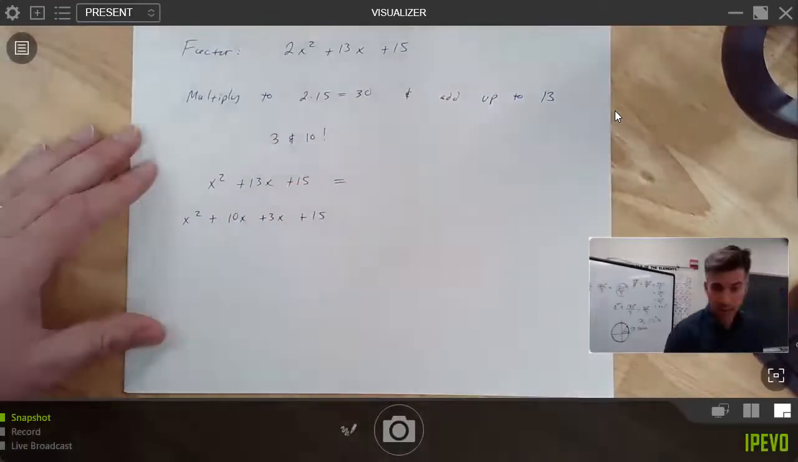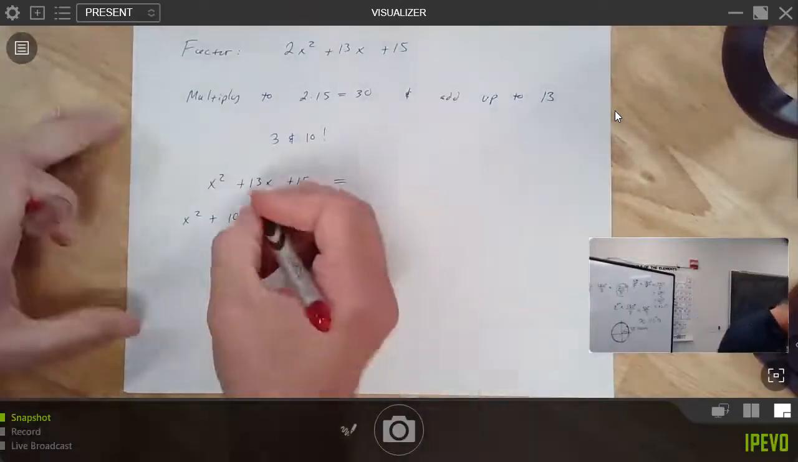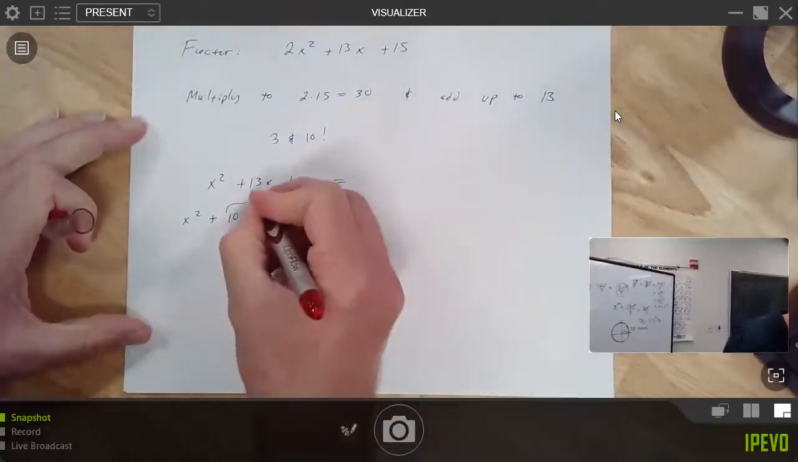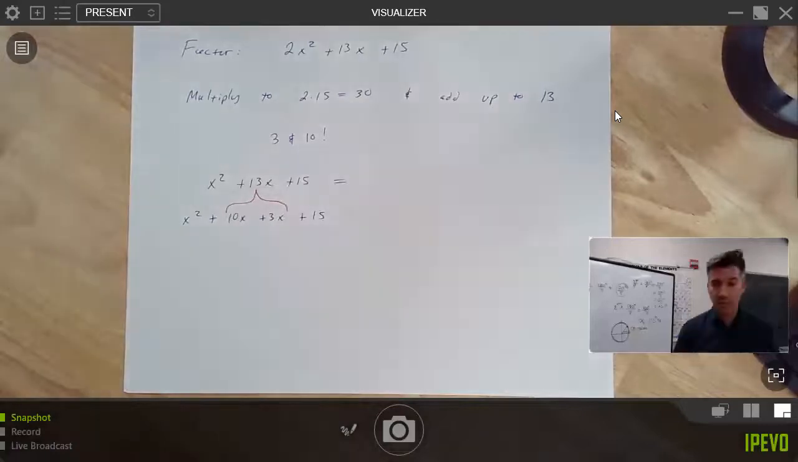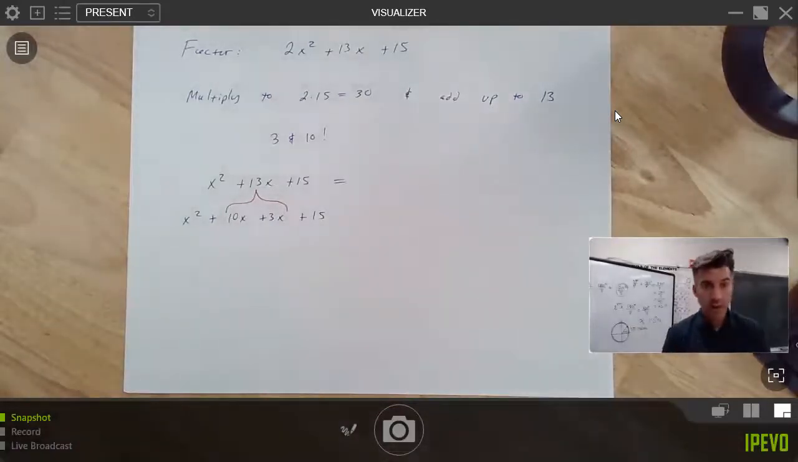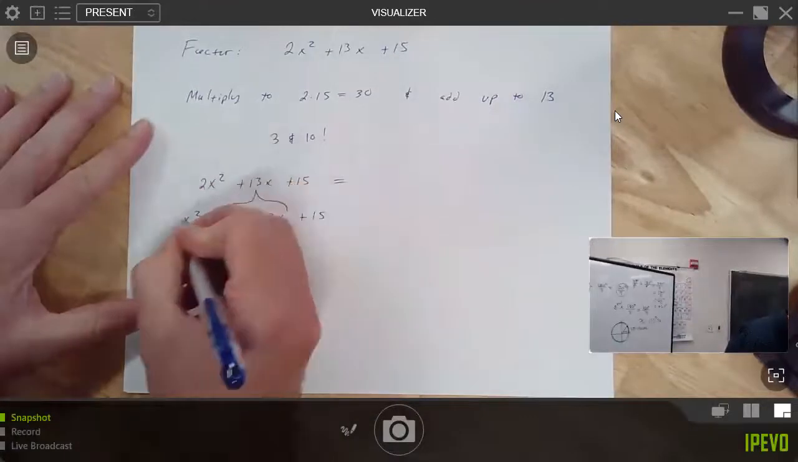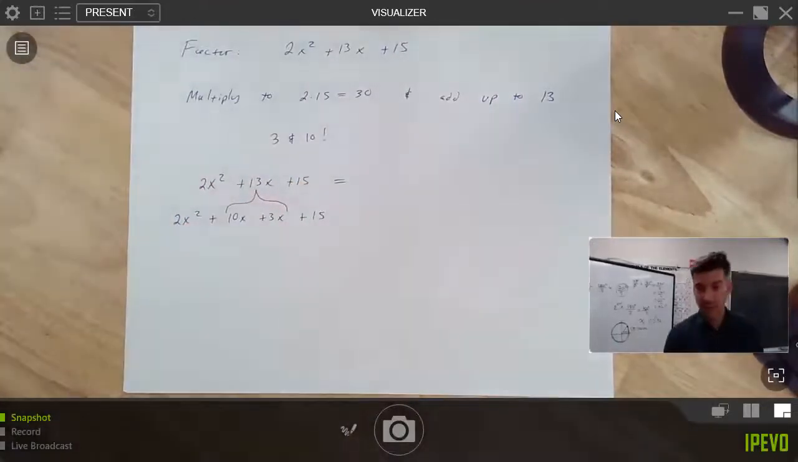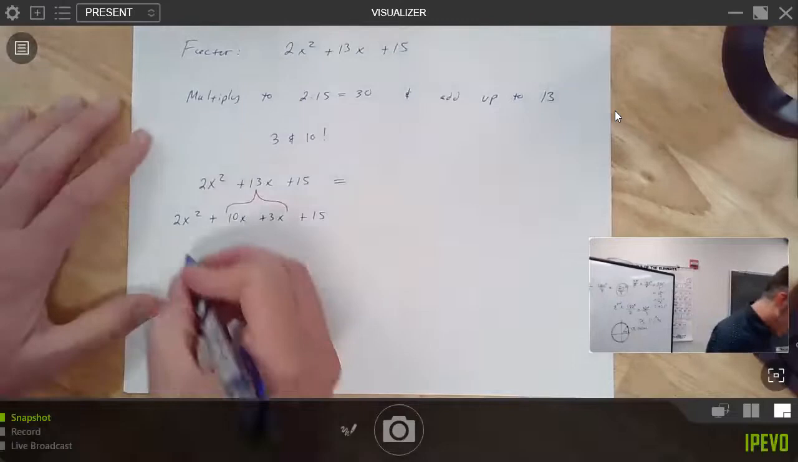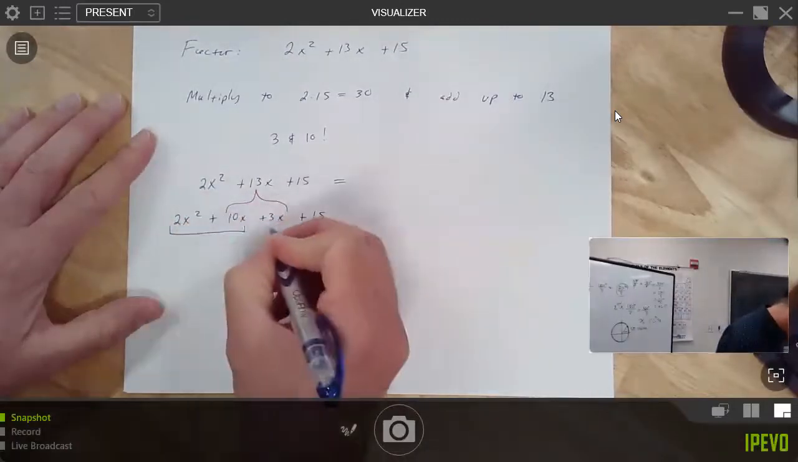But what's important to notice is that literally it's the same thing. It's just that 13x is this 10x plus 3x. And I forgot something super important though. I didn't write the right thing down. I forgot the 2. That was important. And then we're going to factor by grouping.